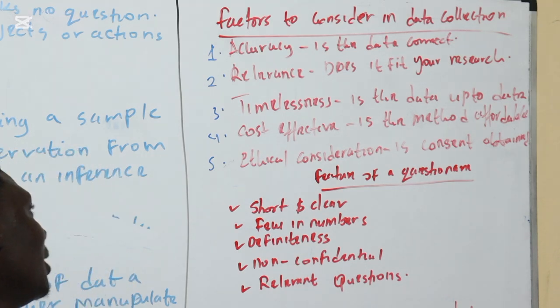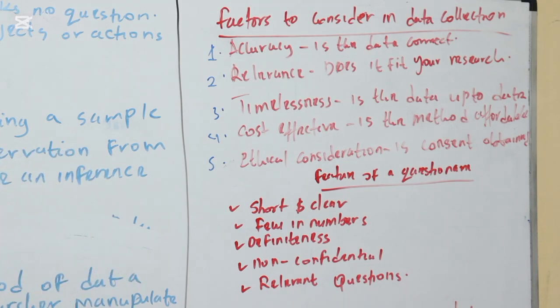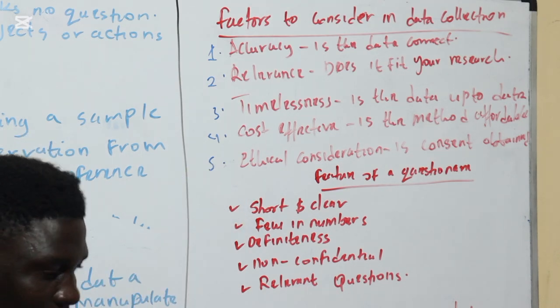Cost-effectiveness, number 4. Is the method affordable? You may want to collect the data, but will you manage the cost? So you always choose the method that will be cost-effective, that will not cost you much. For example, a questionnaire, or maybe an observation. Sampling or experiment might be kind of cost-effective, but observation, questionnaire, and interview, I think, will be the most cost-effective ones. Then lastly, ethical consideration.